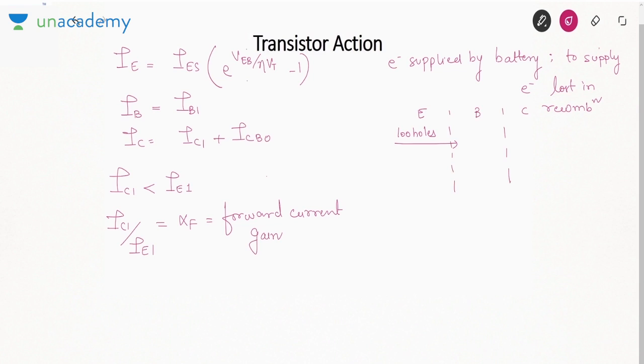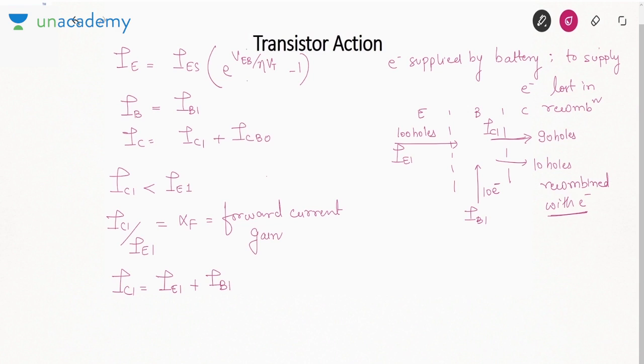Some holes will recombine with the electrons. I say that 90 holes reach the collector. So how many recombined? 10 holes recombined with the electrons. So if 10 holes recombined with electrons, they would have consumed 10 electrons. So these 10 electrons will be supplied by the battery. The electrons lost in the recombination will always be supplied by the battery. This current I am calling IE1, this IB1, this IC1. So I can say IC1 is IE1 plus IB1.